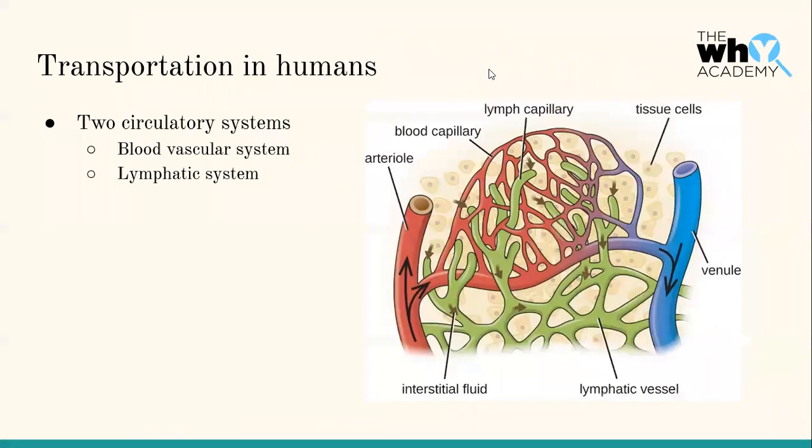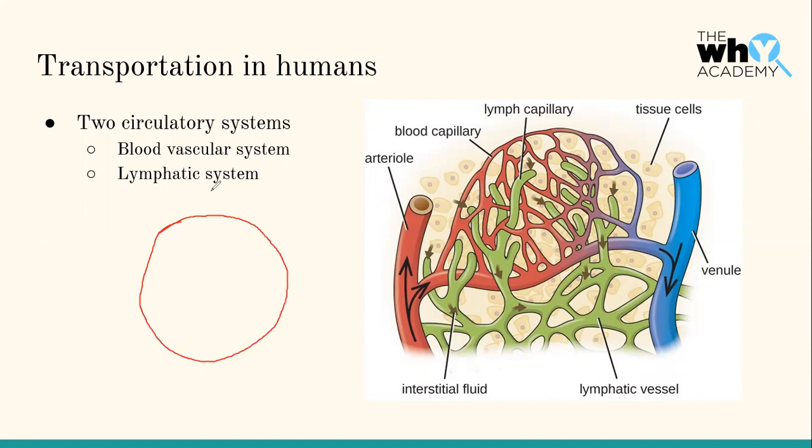Right. So first we'll finish transportation in humans, then we'll go to transportation in plants. Okay. So in humans, you have two circulatory systems. One is called the blood vascular system and one is called the lymphatic system. What is circulatory system? Basically, circulatory comes from the word circle. So both these systems form something like a closed loop.